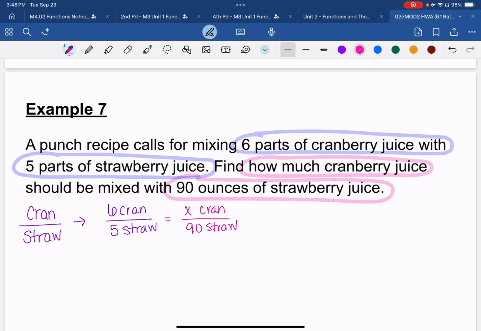Now that it's set up, I'm just going to solve. So 6 times 90, 540. 5 times X. I'm going to divide by 5. And so X equals 108. Now, units, this is talking about ounces because it said 90 ounces of strawberry juice. So 108 ounces. And it wanted to know about cranberry, so 108 ounces of cranberry juice.